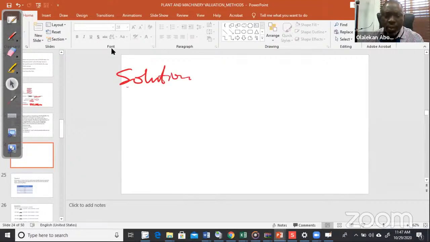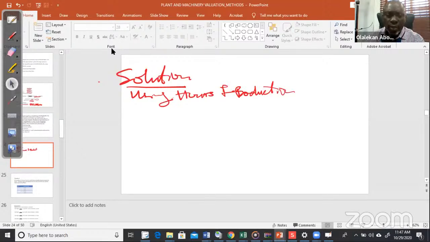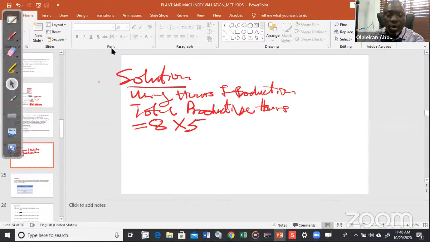The first thing we need to do, using hours of production, is to first calculate the total productive hours. The total productive hours will be 8 hours estimated per day, multiplied by 5 days of working, multiplied by 52 weeks in a year, so that it becomes per annum, then multiply by 30 years.